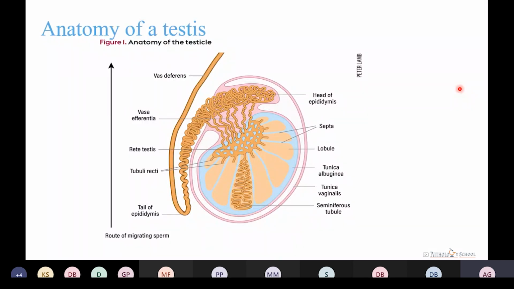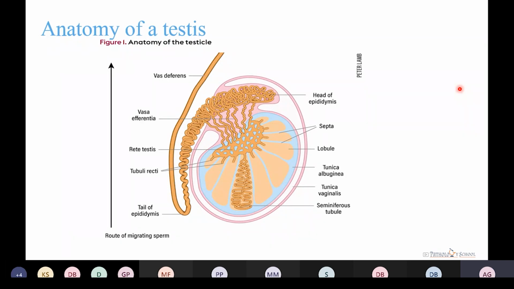our anatomy of the testis. Testes are a paired olive-shaped organ which are present outside the body in the scrotal sac. They are covered outside by the tunica vaginalis, and on the inside by the tunica albuginea. They are divided into numerous lobules which are separated by fibromuscular septa.